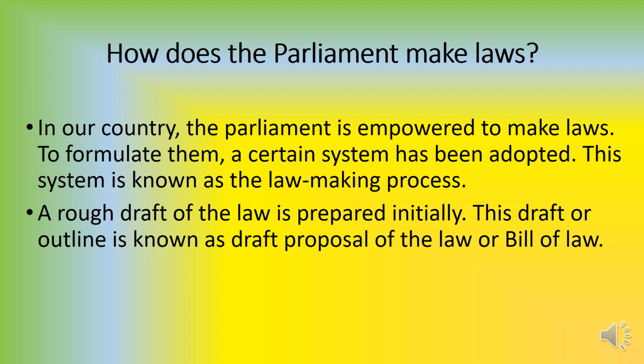A rough draft of the law is prepared initially. Like you have rough and fair work, a rough draft of the law. They write the law in rough and it is prepared initially. And this draft or outline is known as the draft proposal of the law, or you can also call it the bill of the law. Bill of law. So first they have the rough draft, which goes to the parliament, and after all those stages, it becomes a law. Now let us see what those stages are and how many types of bills there are.